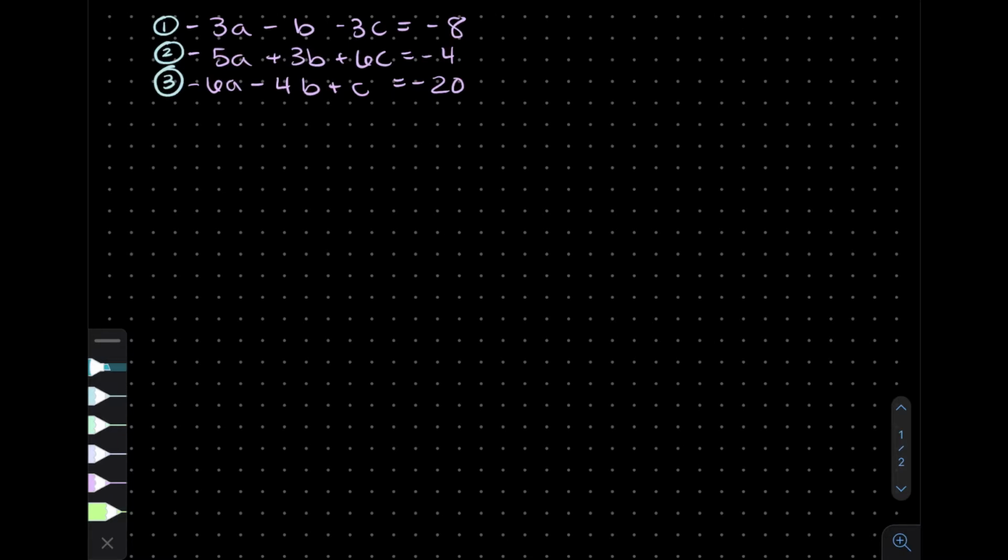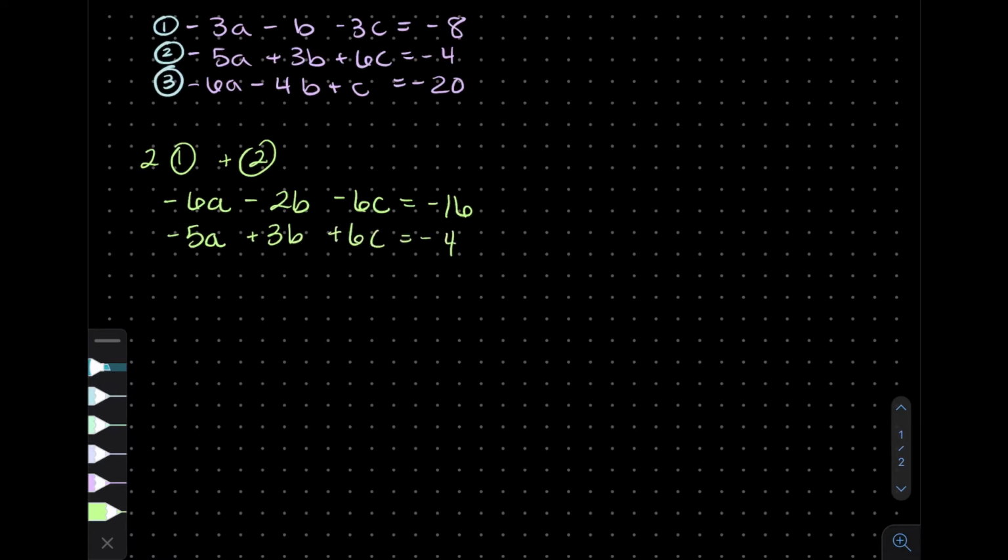So the first thing we're going to do is multiply the first equation by 2 and add it to the second equation, and we'll get the zero pair of -6c and 6c. So I'm going to take the first equation and multiply it by 2. That's going to give me -6a minus 2b minus 6c equals -16. Then the second equation is just not changing: -5a plus 3b plus 6c equals -4.